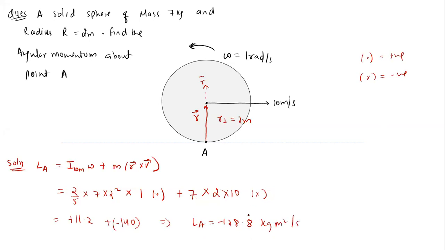This is the answer. What does this minus indicate? It indicates that it is inside the plane, so it is inside the plane, cross. Fine. I hope you are getting this.